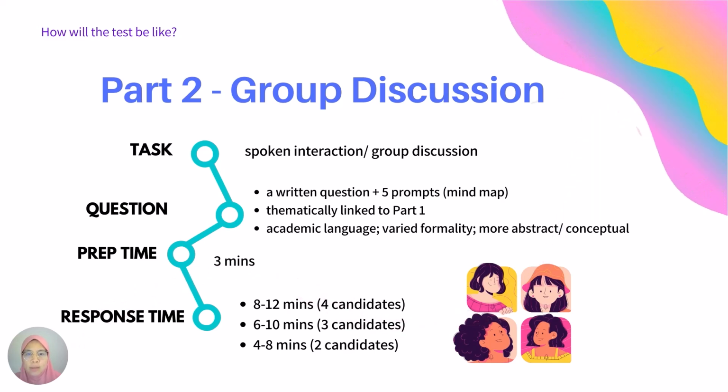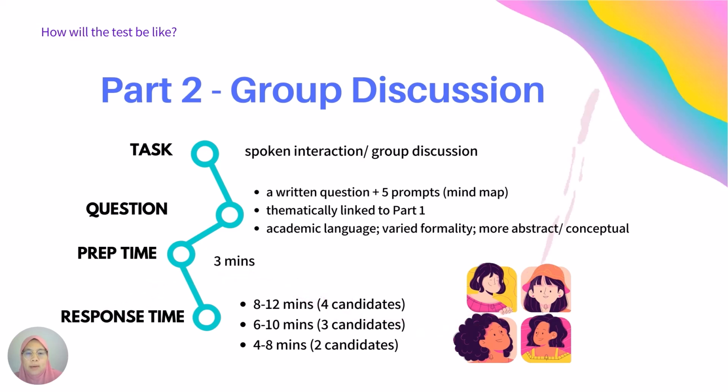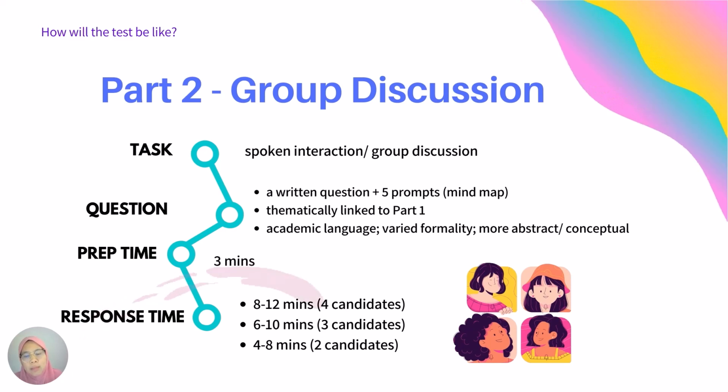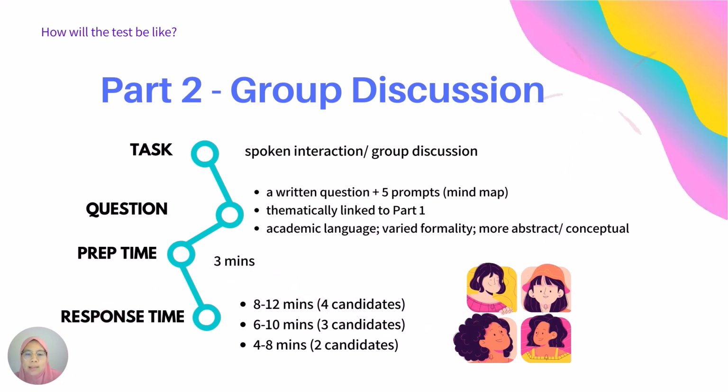When we're done with part 1, where all candidates have presented, we move on to part 2, where you'll interact in a group discussion. The topic will be quite similar to the one in part 1, but here it'll be more abstract and conceptual, a little more complex, as you'll be discussing a topic in a bigger picture. This is an academic discussion, and you can speak either formally or less formally, so you can relax a little. Everyone will have 3 minutes to prepare before the discussion. The length of your discussion will depend on your group size, 2, 3, or 4 candidates.